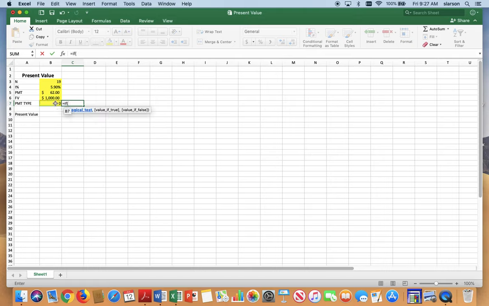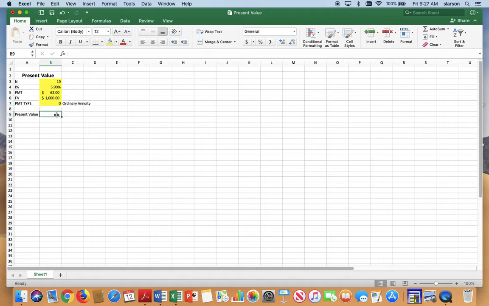If this cell, B7, equals 0, then we want Excel to show "ordinary annuity." Close the quote. Comma, if it's anything but 0, it's "annuity due." And close the quote and close the parentheses. Good. So if I put any other number in here, I have an annuity due. So Excel recognizes 0 as an ordinary annuity, anything other than 0 as an annuity due.